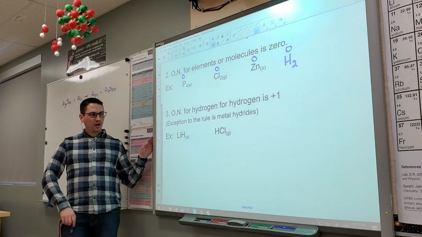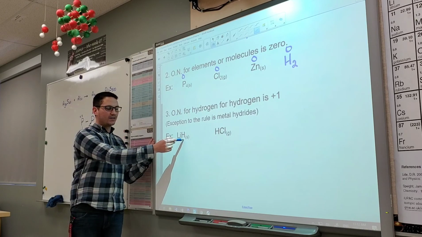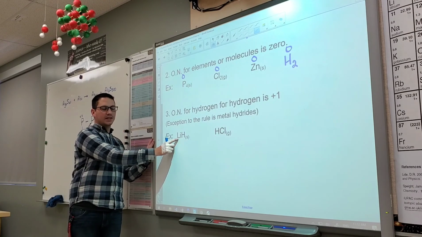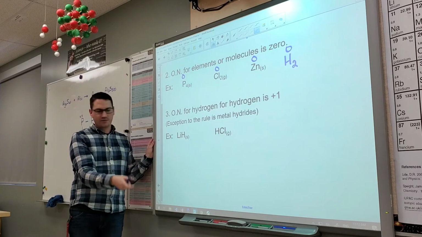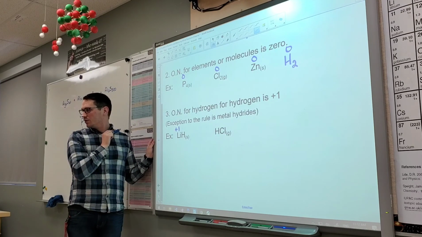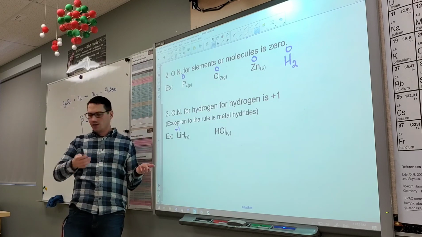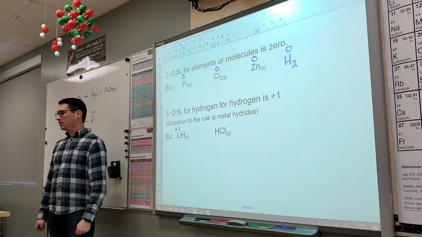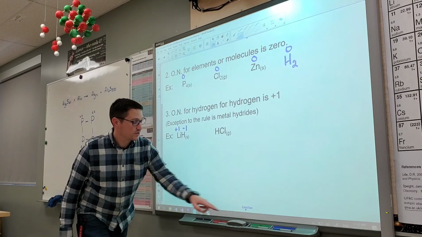The exception to the rule is metal hydrides. When's the last time you saw a hydride? Do you know what a hydride is? Well, what's the charge? This is lithium in a compound. Lithium, when it's in a compound, what charge would it have? +1, right? Would you agree? This is an ionic compound, right? It's a metal non-metal, so it's an ionic compound. Lithium has a +1 oxidation state. What does that mean hydrogen has to have? -1. And let's try and figure out why that is, okay?